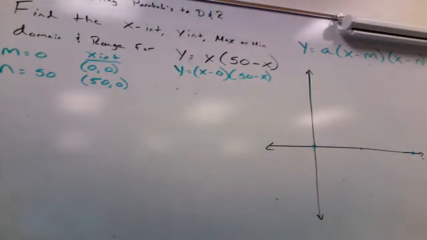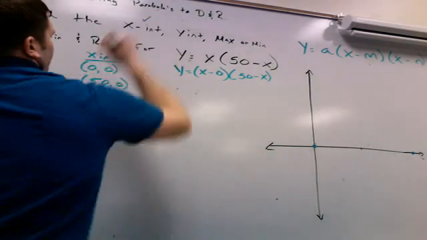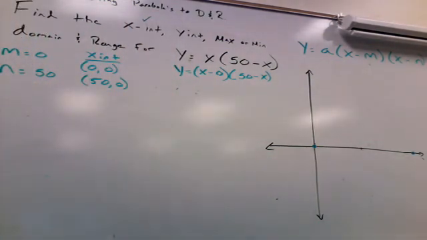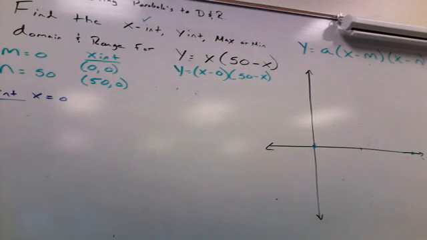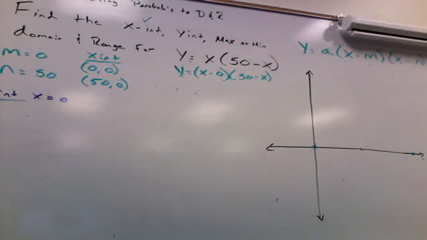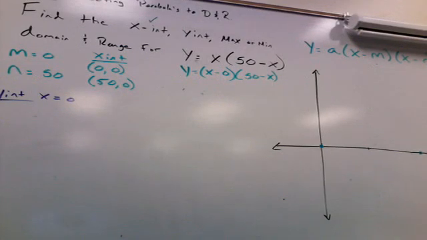Now the next thing we need to find is the y-intercept. When does the y-intercept happen? When it crosses the y-axis. So what's 0? X. So when x is 0. For the y-intercept, that means x equals 0.